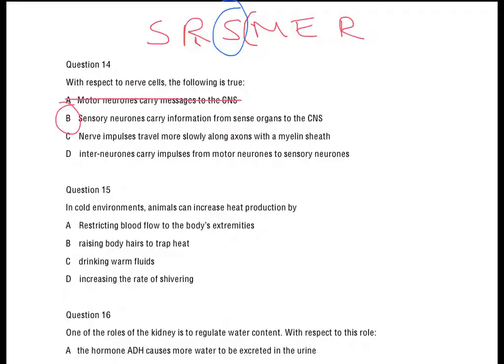We'll just double check. Nerve impulses travel more slowly along axons with a myelin sheath. Well, that's incorrect. We know that that's incorrect. And D, interneurons carry impulses from motor neurons to sensory neurons. Again, remember, if we've got a sensory neuron here, the interneuron is in the central nervous system, and then connects it to the motor neuron.